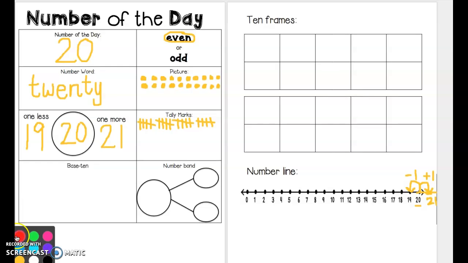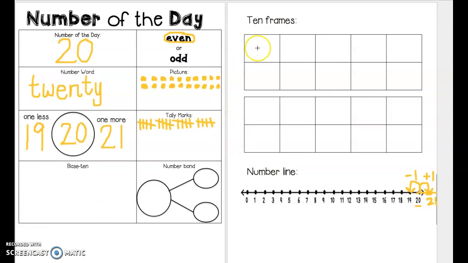And I want us to think about first what the number 20 is going to look like in our 10 frames. Remember, each 10 frame holds how many? 10, right? Our hint is in the name, 10 frame. There are 10 squares. So think about, before we draw, what our 10 frames are going to look like.